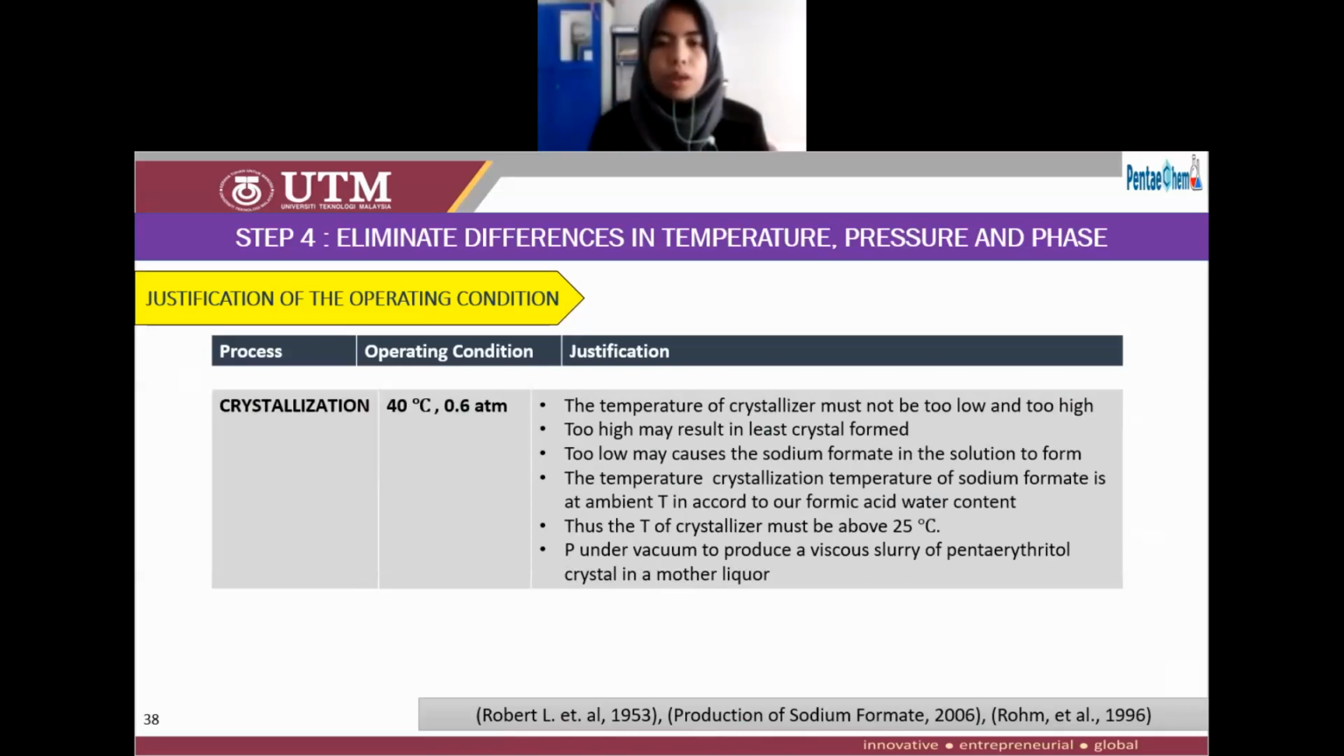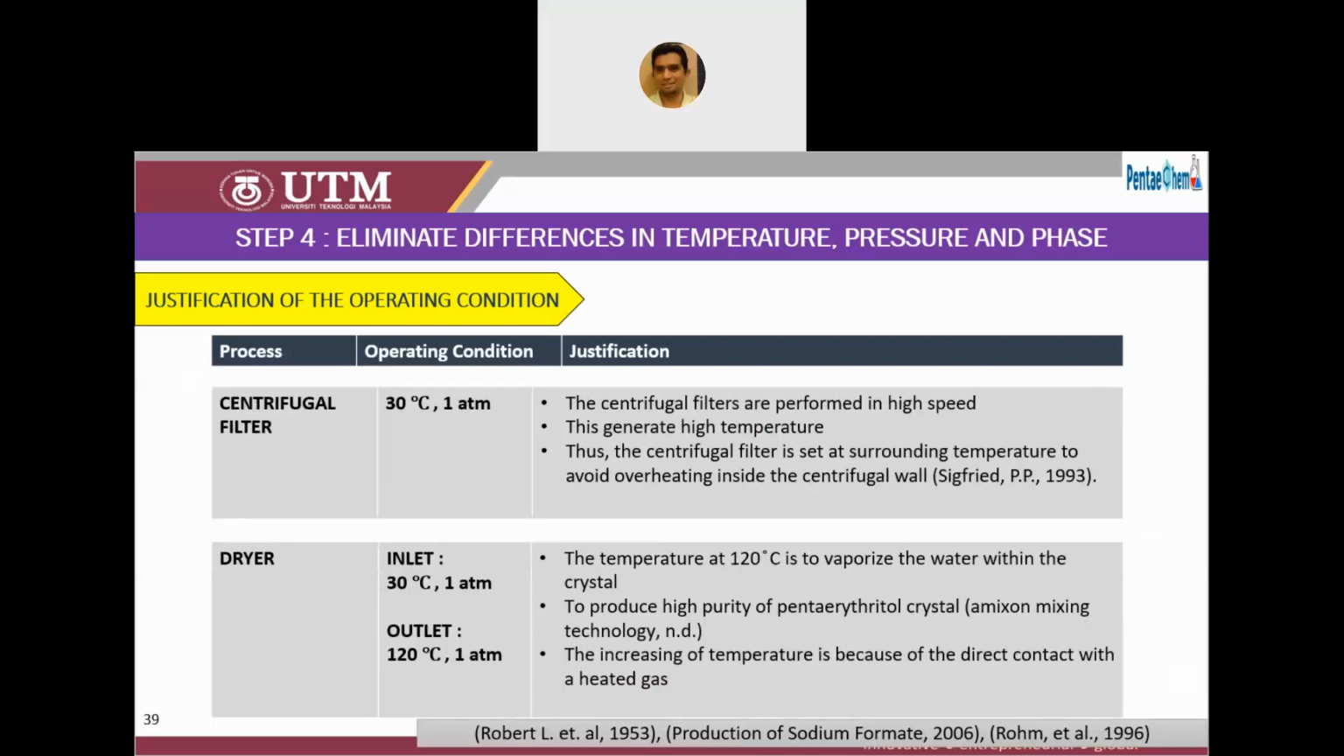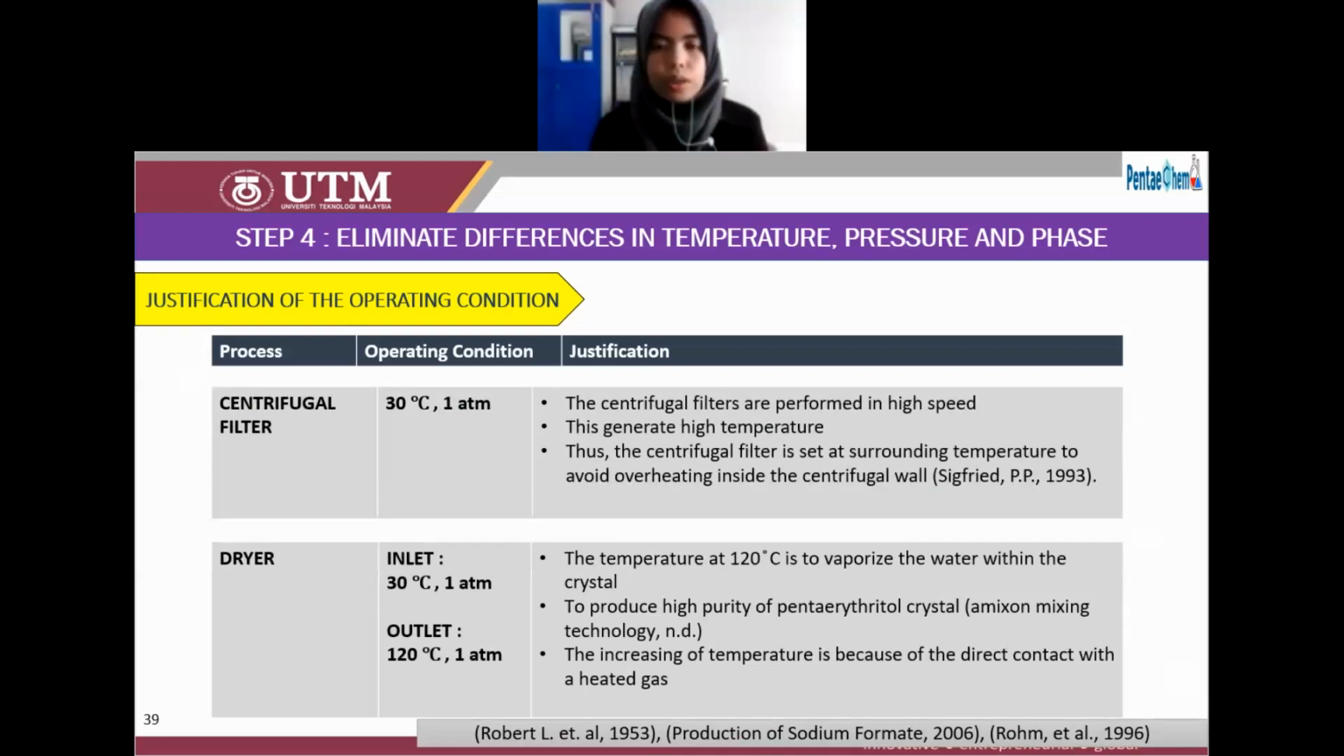And the pressure under vacuum is to produce a viscous slurry of pentaerythritol. And the centrifugal filter at 30 degrees C is to avoid overheating. And the dryer at 120 degrees C is to allow vaporizing the water within the crystal.